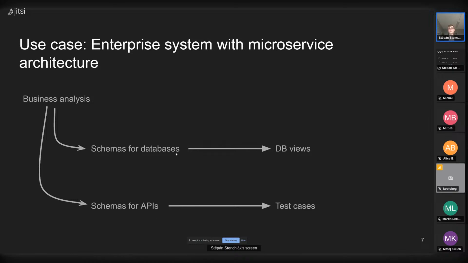And from that, if you are modeling a schema for a database, you can extract it to a database schema or database views. If you create a schema for APIs, you can generate OpenAPI specification or test cases or anything that will be supported. It depends how many programmers we will have. But the general idea is that you just create a schema and everything that can be generated from it will be generated, and it's up to you how you will use it.